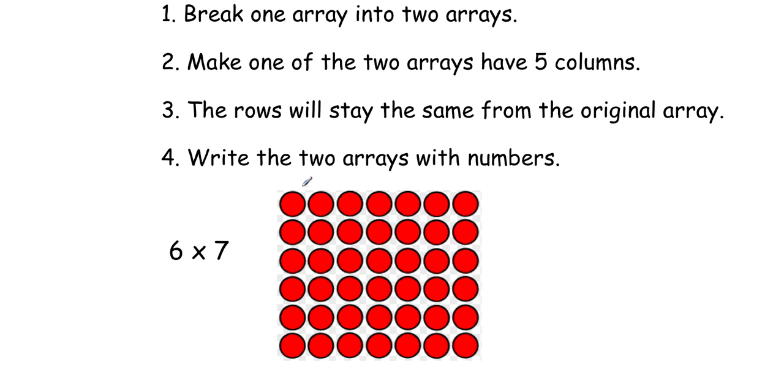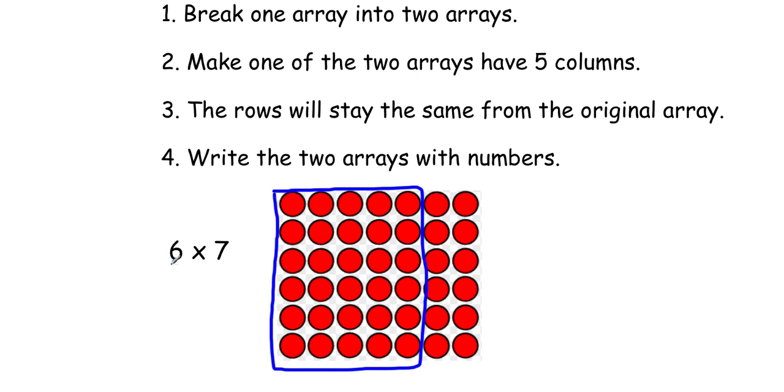And we want to make two arrays out of it. And remember, one of the arrays has to have 5 columns. So I'm going to start over here in the corner, and I'm going to go 1, 2, 3, 4, 5, and just simply draw a round to make that new array. And then I have the leftovers here. Now, one of the interesting things about this is that you're going to notice number 3 here.